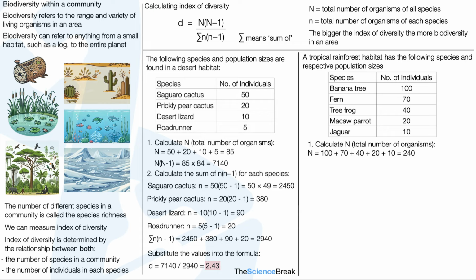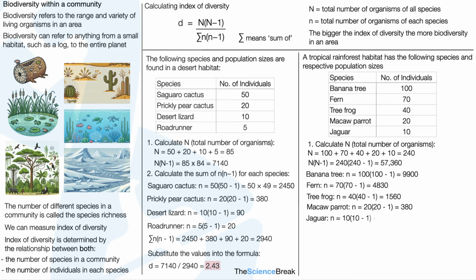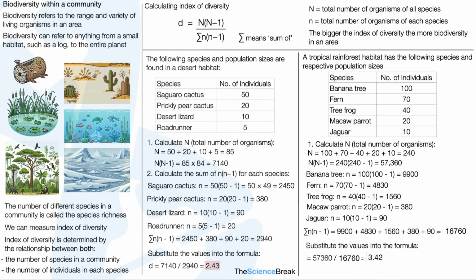So here we have the calculations that we need. So hopefully you got those. And we have a final index of diversity. The rainforest shows more biodiversity than the desert because it has a bigger index of diversity.